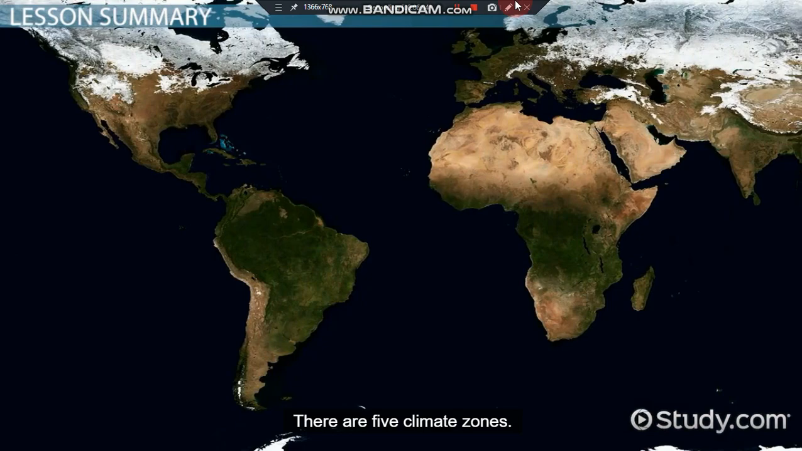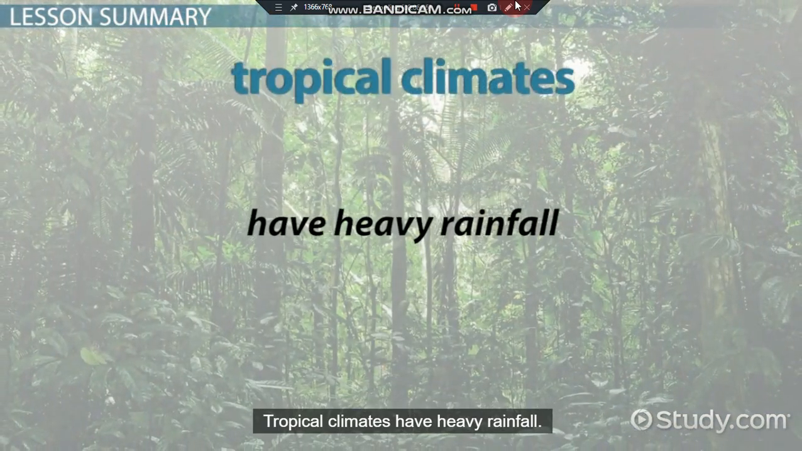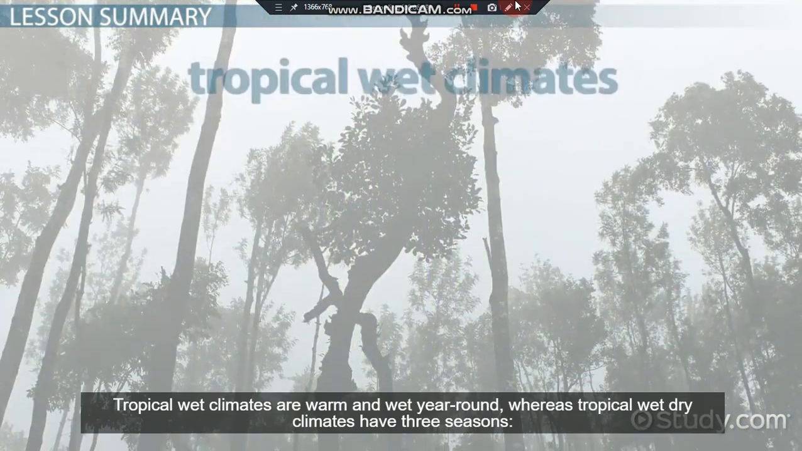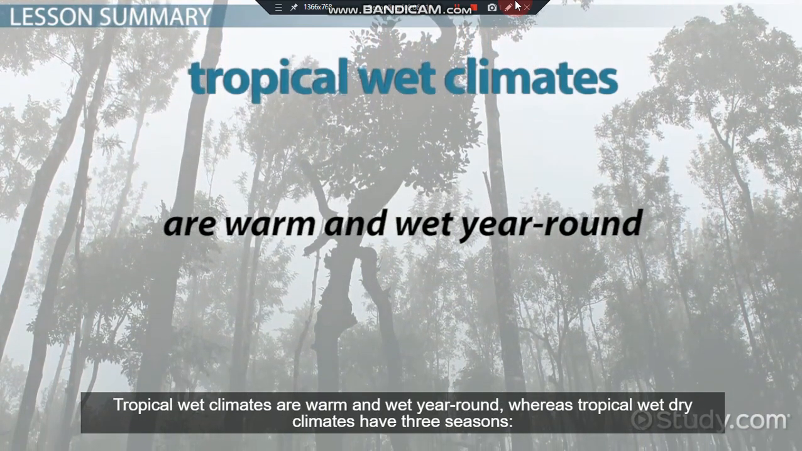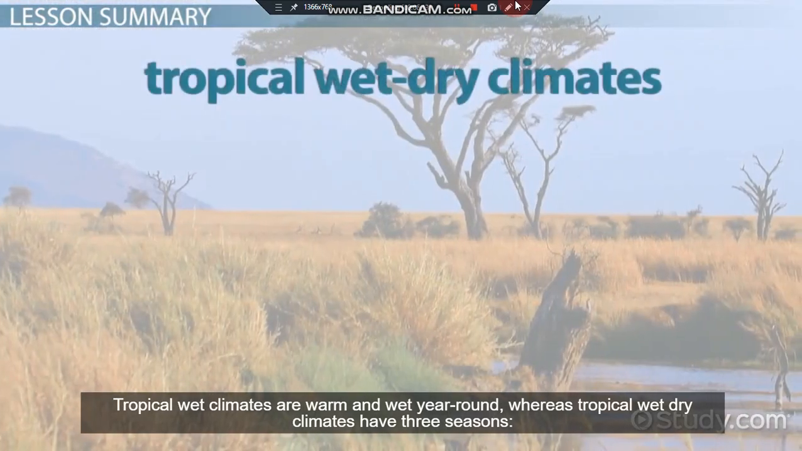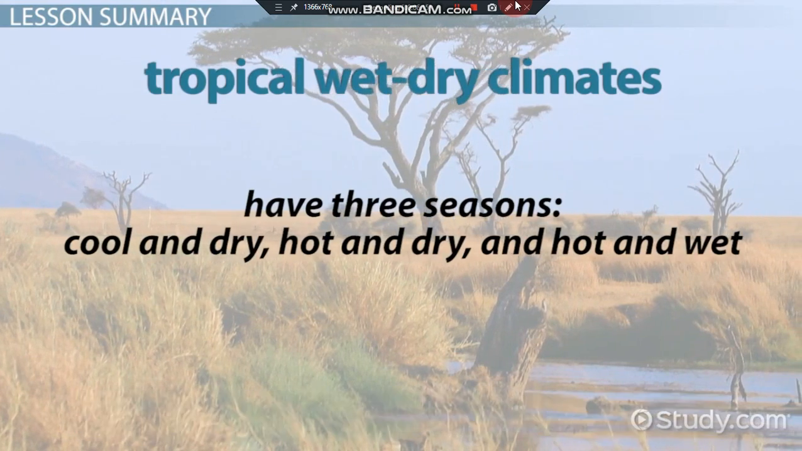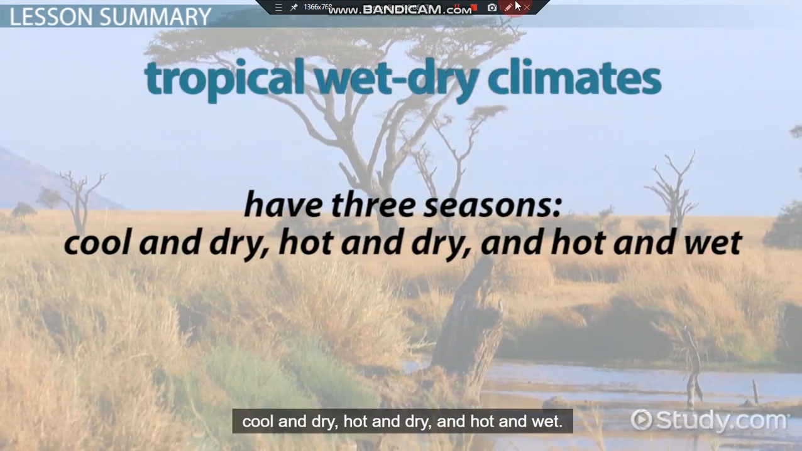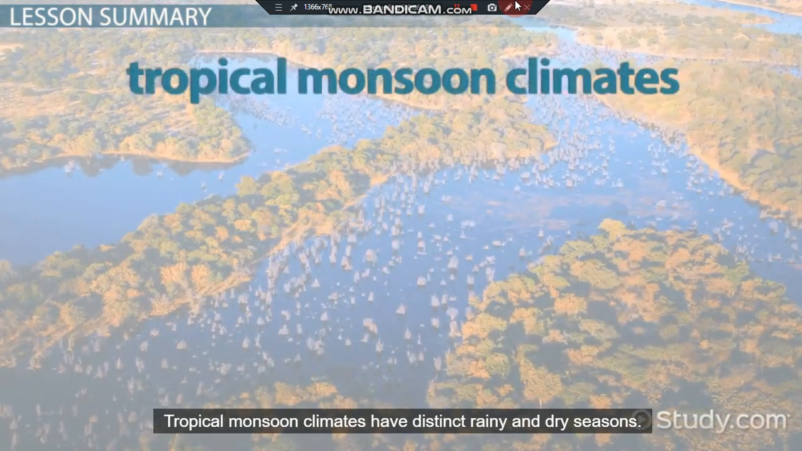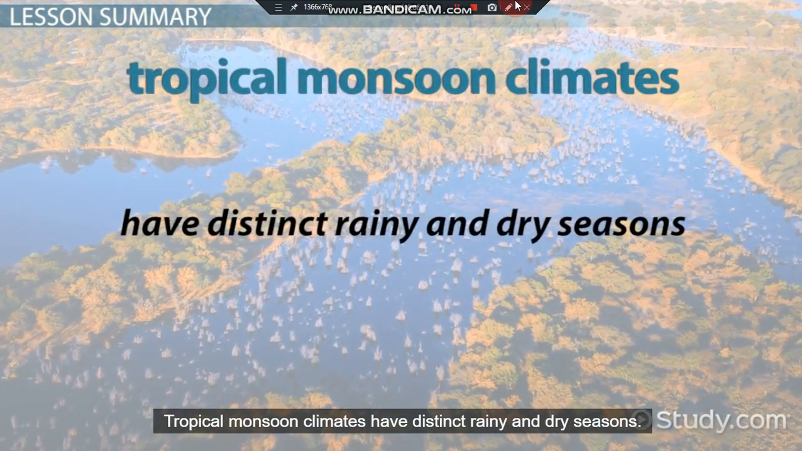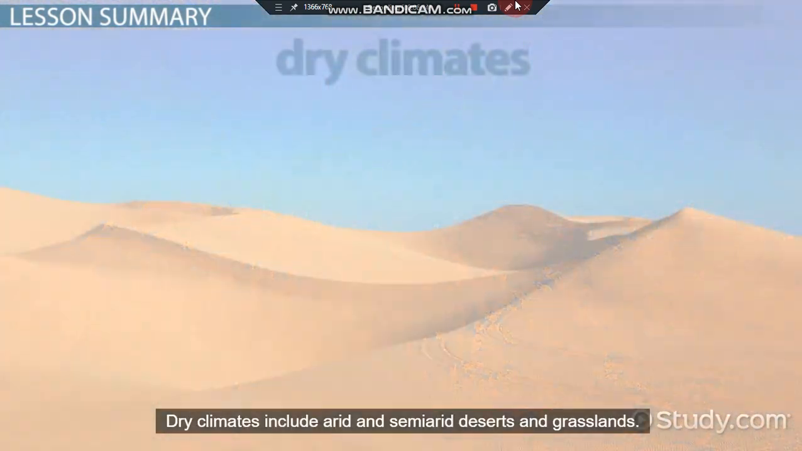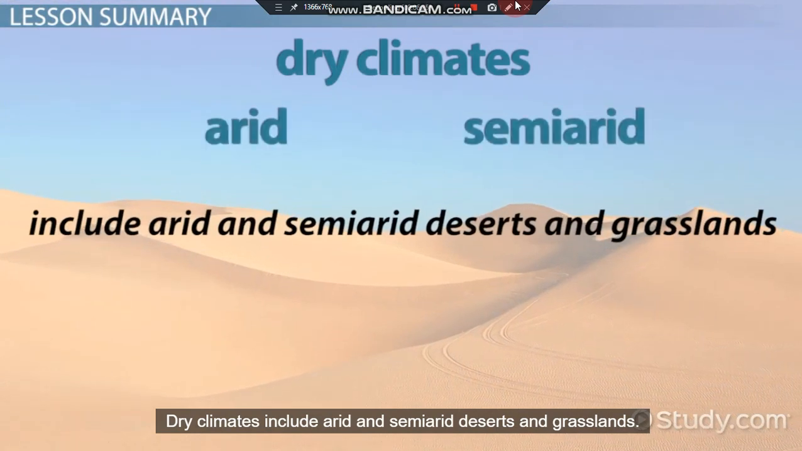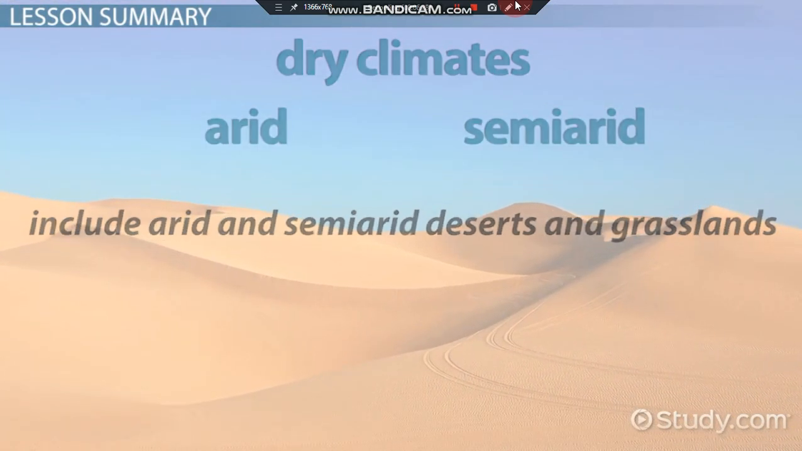There are 5 climate zones. Tropical climates have heavy rainfall. Tropical wet climates are warm and wet year-round, whereas tropical wet dry climates have 3 seasons: cool and dry, hot and dry, and hot and wet. Tropical monsoon climates have distinct rainy and dry seasons. Dry climates include arid and semi-arid deserts and grasslands.